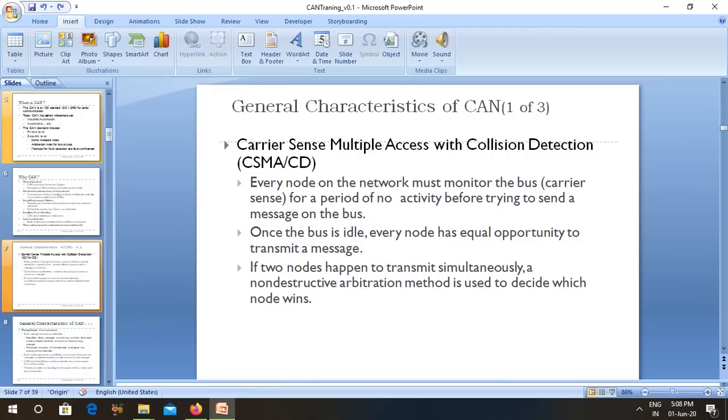If two nodes get the equal opportunity to transmit messages at the same time, they will use a non-destructive arbitration method to decide which one is the winner. What is that? We will see it in detail in an upcoming slide. As of now, you know that they use a certain mechanism to find a winner among the two nodes which have the equal opportunity to transmit.